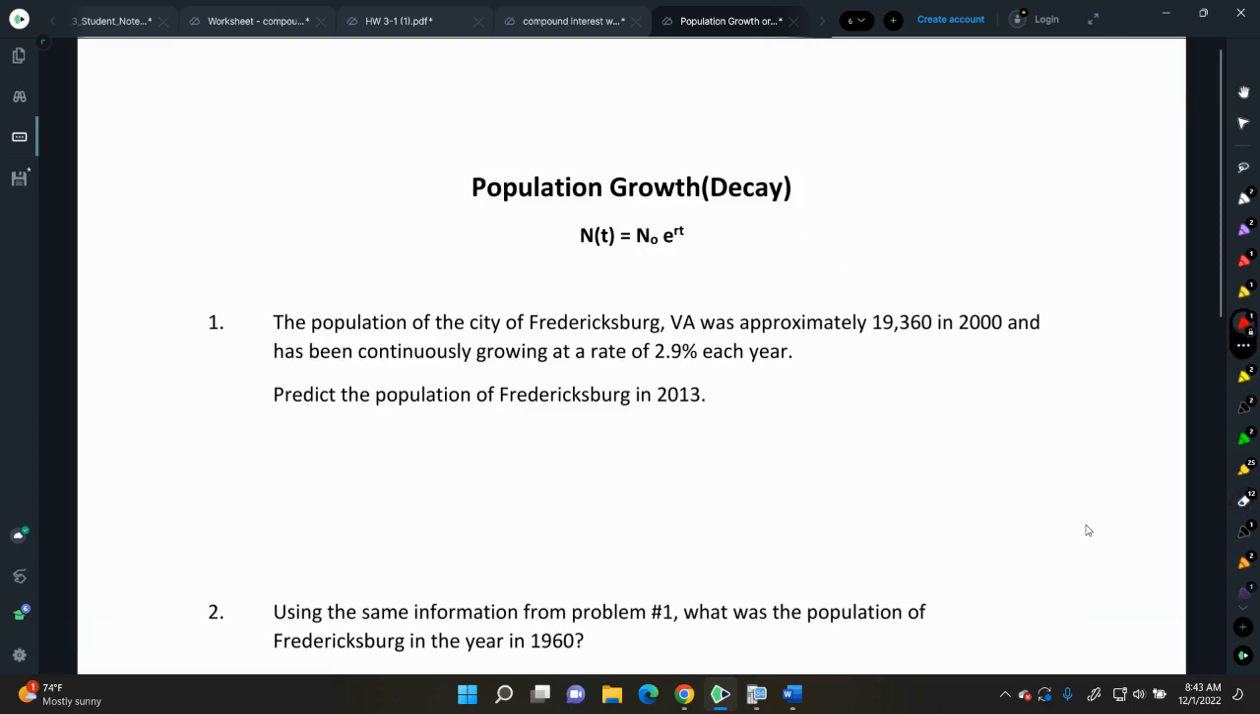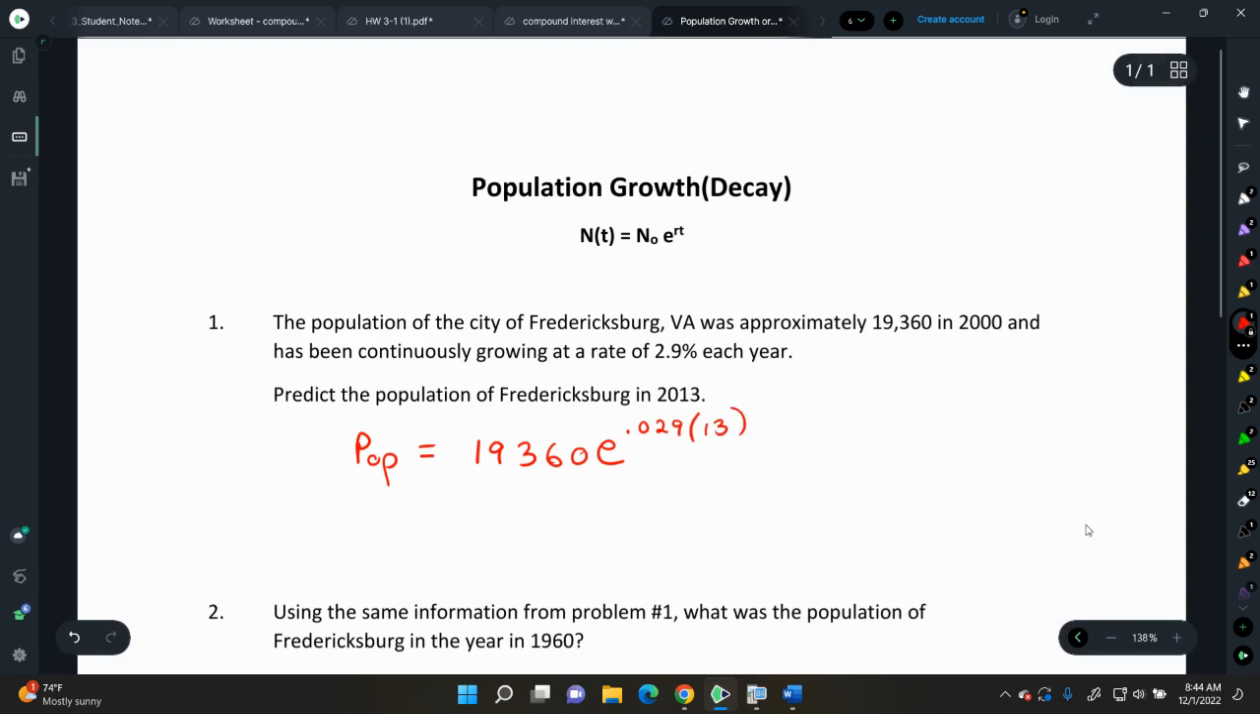All right, population in Fredericksburg, Virginia was approximately 19,360 in 2000, and has been continuously growing at a rate of 2.9% each year. Predict the population in 2013, okay? So same thing, population in 2013 is going to be equal to our initial population, 19,360, times e to the r t. What's the r? 0.029. And what's t in this case? 13, right. Okay.